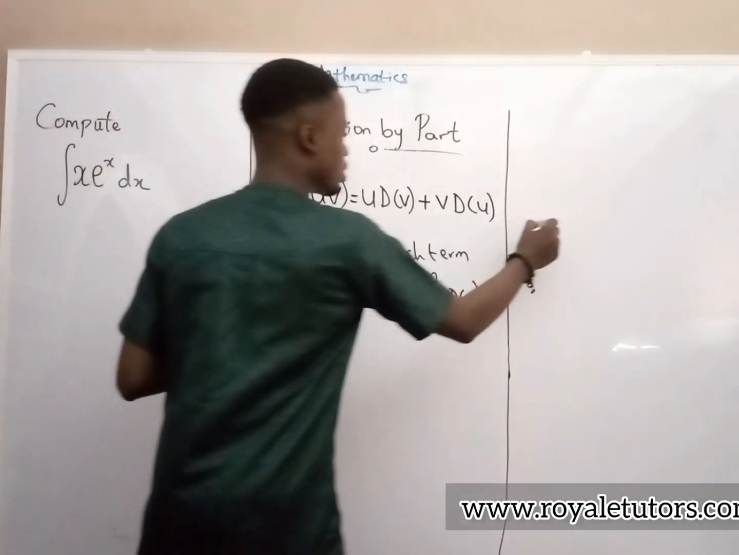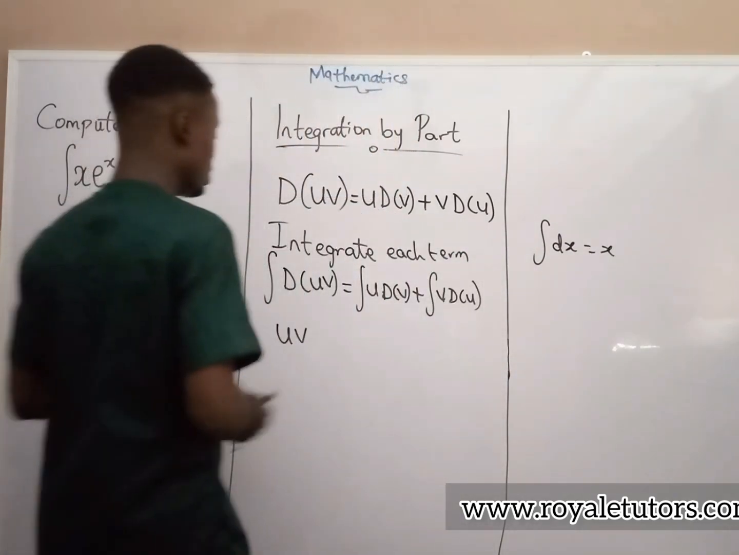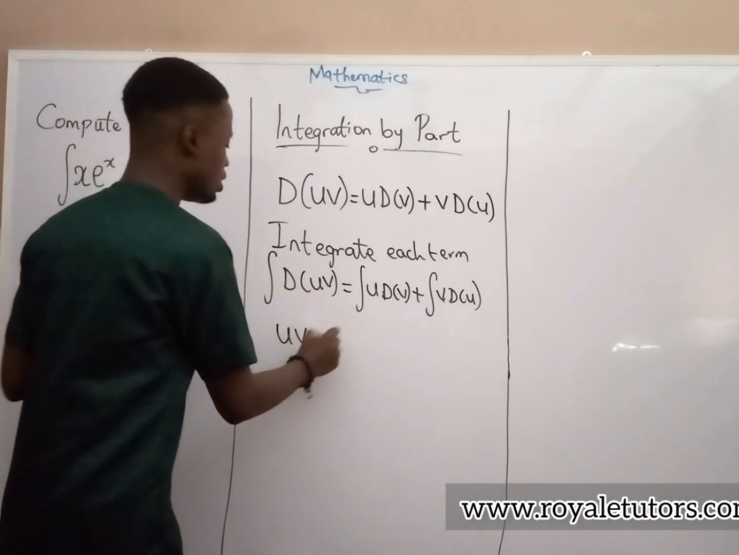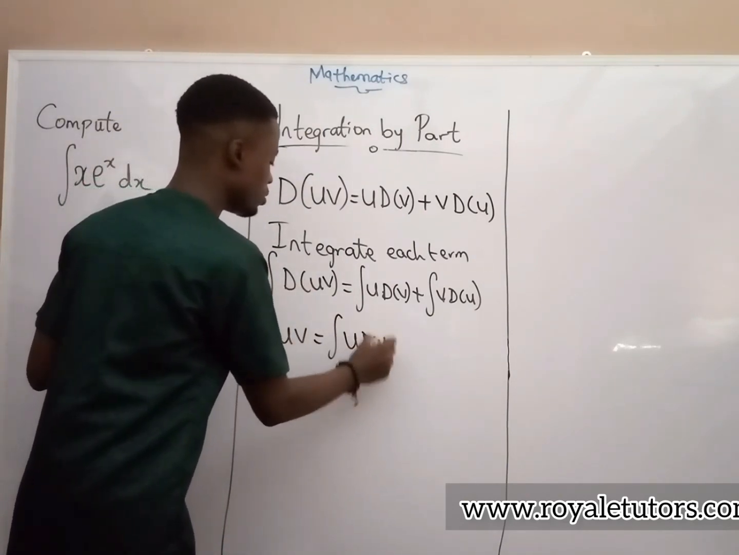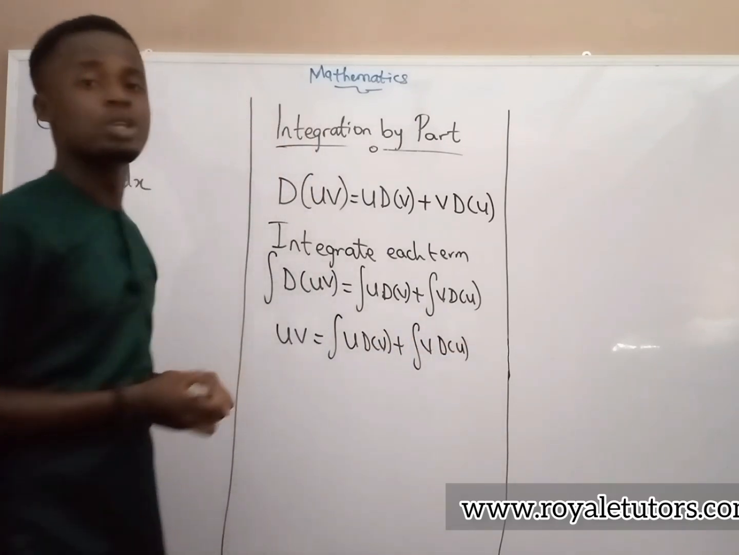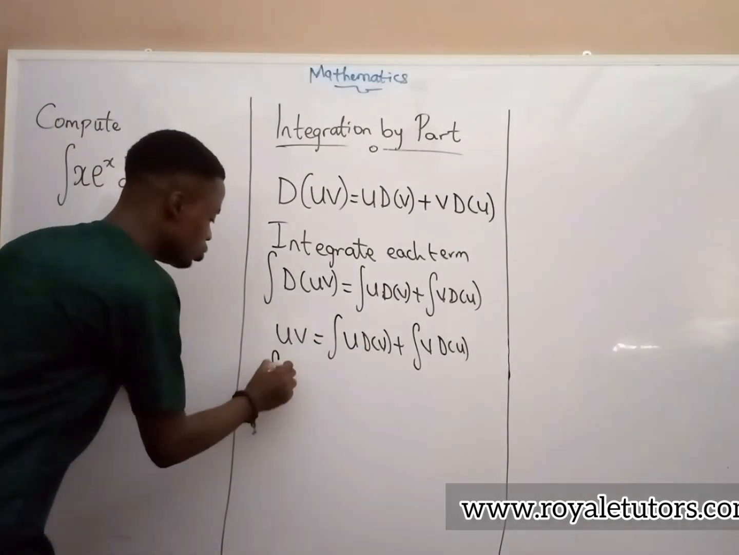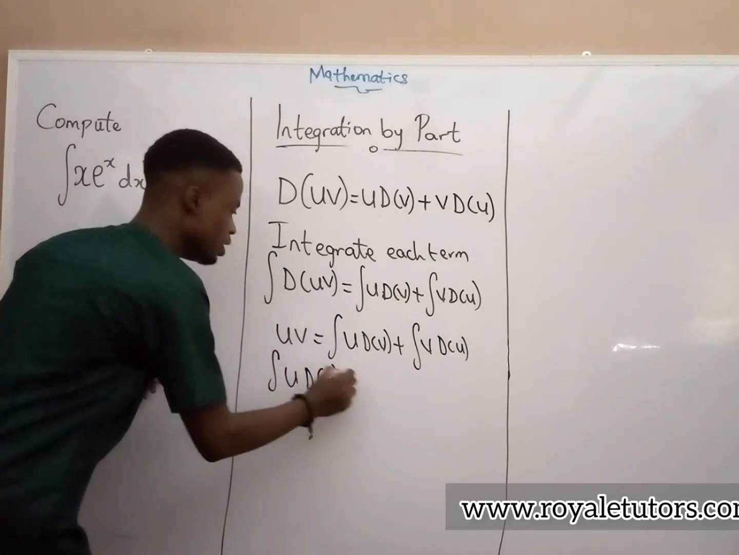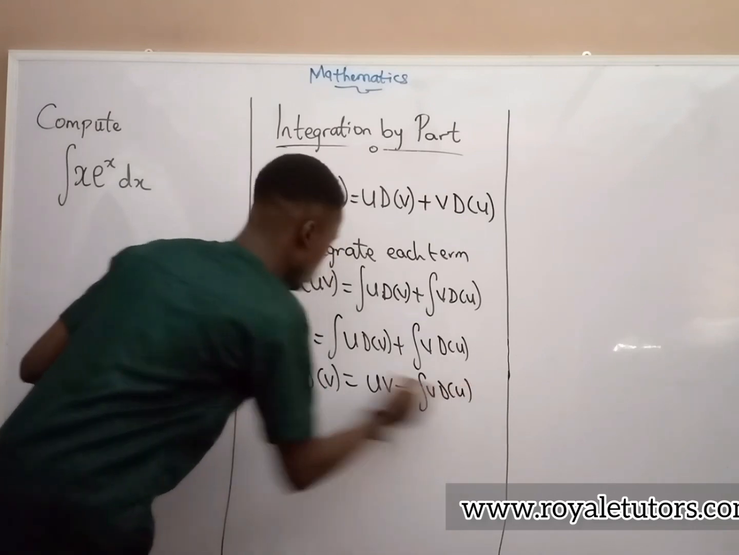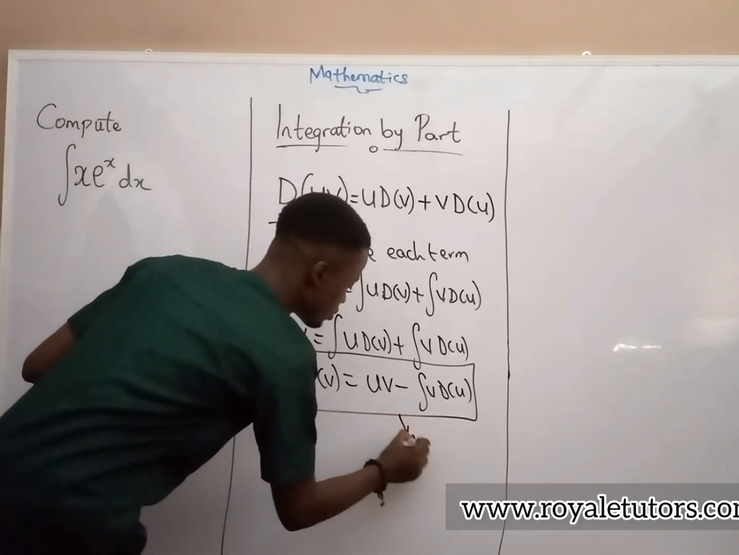Okay, it's just like when you integrate dx, you're going to get x. So the same way, when you integrate d(uv), you're going to get uv, and then you have the integral of u dv plus the integral of v du. Okay, so at this point, we need to make one of these two the subject of the formula. So I'm choosing this one. So you have the integral of u dv is equal to uv minus the integral of v du. So this is what we know as the formula for integration by parts.